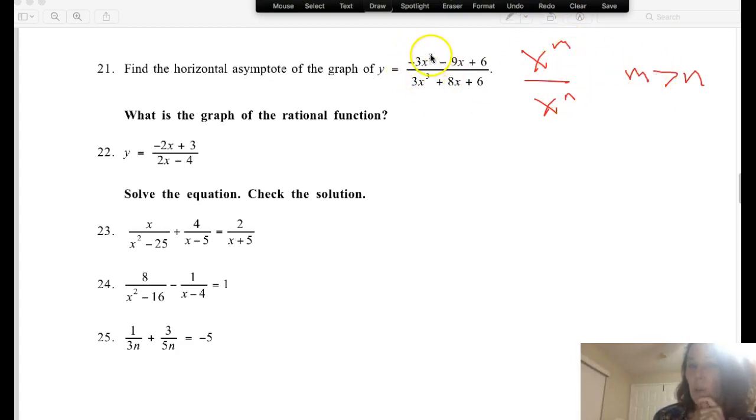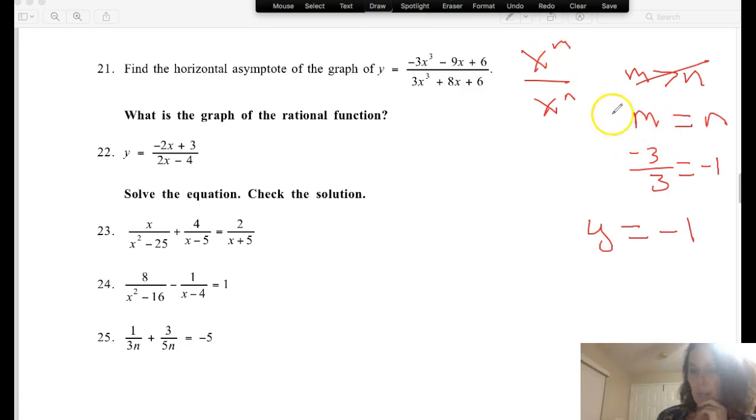If these are equal to each other, so if m equals n, then the degrees are equal to each other, and your asymptote is the reduction of the coefficients. So it's just going to be -3 over 3, which is equal to -1. So my asymptote would be where y is equal to -1. Okay, it would be the coefficients of the term with the highest degree.